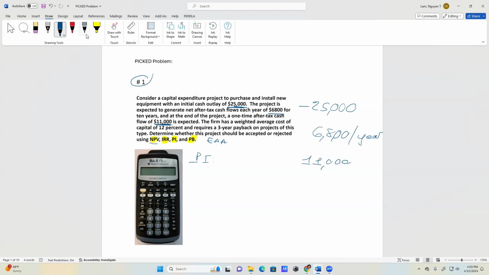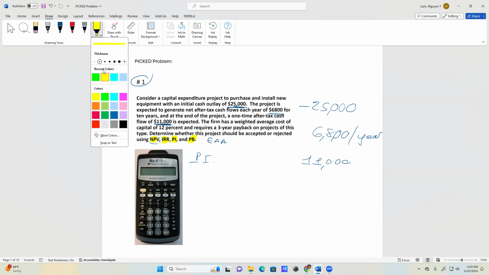So one heads up I want to give you guys: you see that right here it says initial outlay. Right here it says cash flow each year. And right here it says one-time cash flow.